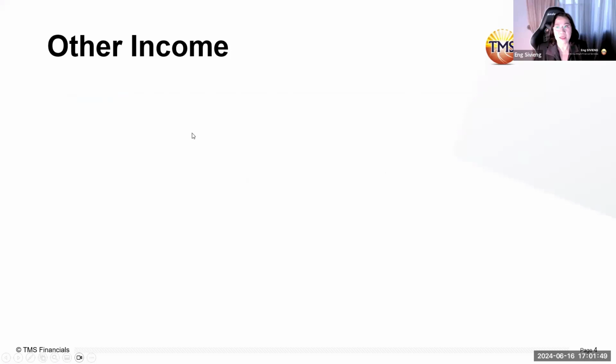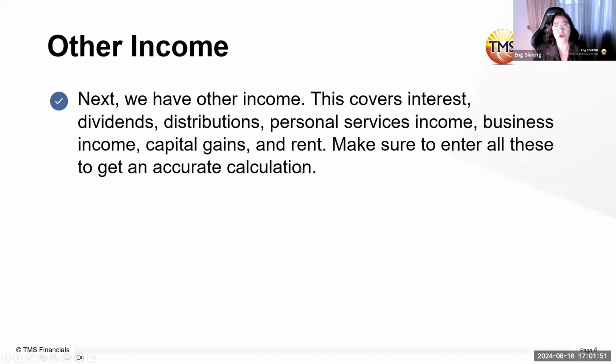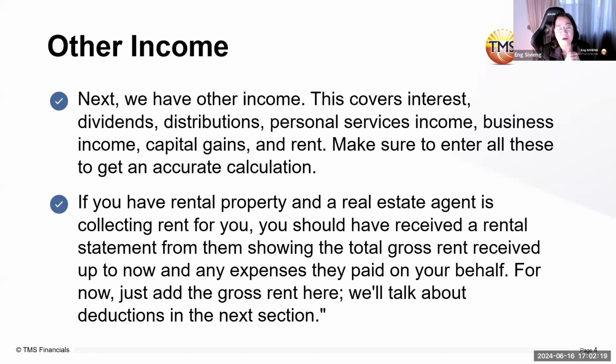The other income includes your interest received, your dividends, your rental income, your personal service income, your business income, your capital gains, and all the other income. You add it all up and put it into that column. If you have a rental property, then obviously you have agents looking after it, so every year they will give you a year-to-date rental income and expense statement. You can use that to get the gross rent, and then add it together with your other income.